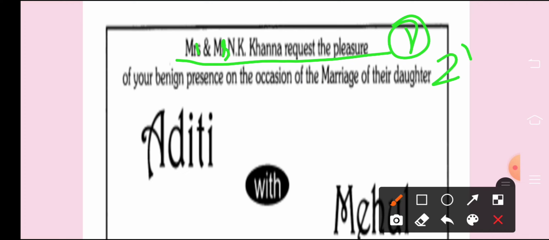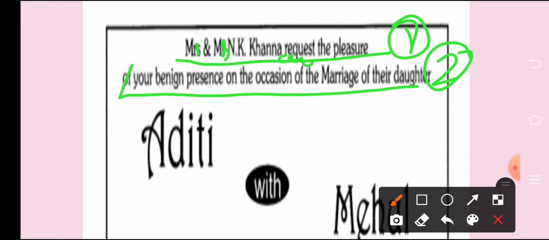The second thing is the standard expression. I have advised you that this you have to use in the second line. If you use it in the first line, that is wrong, but if you use it in the second line, that is okay. The third thing is: on the occasion of marriage of their daughter. That is also right here, that is also okay.